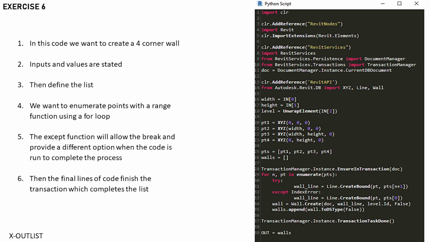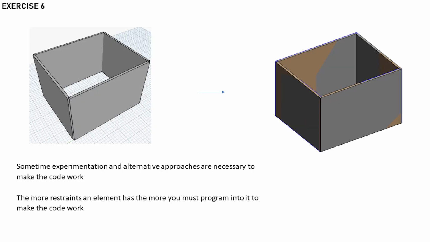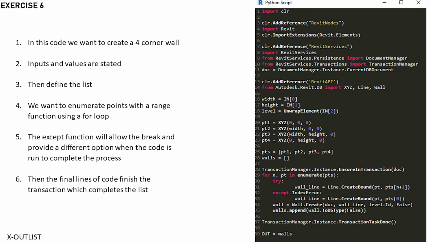This guy used try except. So what he's doing here is he's putting the code blocks to give him walls. It'll just spit out walls. And what he's doing here is saying, here are the points, here's the width of the walls, here's the height of the walls, here's the leveling of the walls, because the walls are level constrained. And he gives you all 4 points of a four-cornered room.